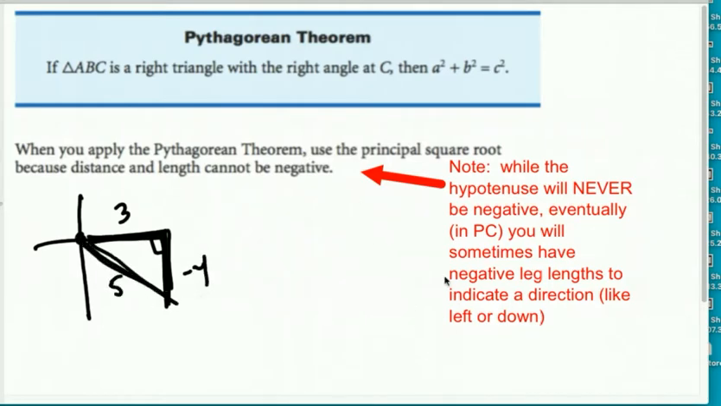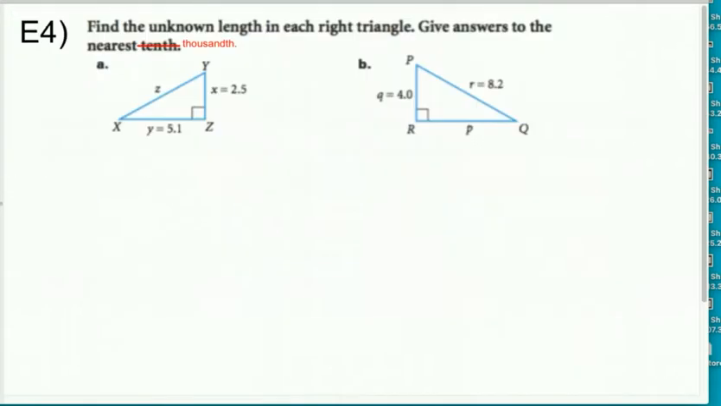So as a caveat, in general, at this level of math, you're not going to have negative side lengths on a triangle. But as you start to apply those triangles to real physical situations, sometimes those side lengths have direction, and that direction will have a negative sign. But again, the hypotenuse is never negative. So let's just go ahead and do some nice, happy Pythagorean theorem problems. We're going to find the unknown length in each triangle, and we're going to give answers to the nearest thousandths because your book is crazy and always says tenth when they shouldn't.